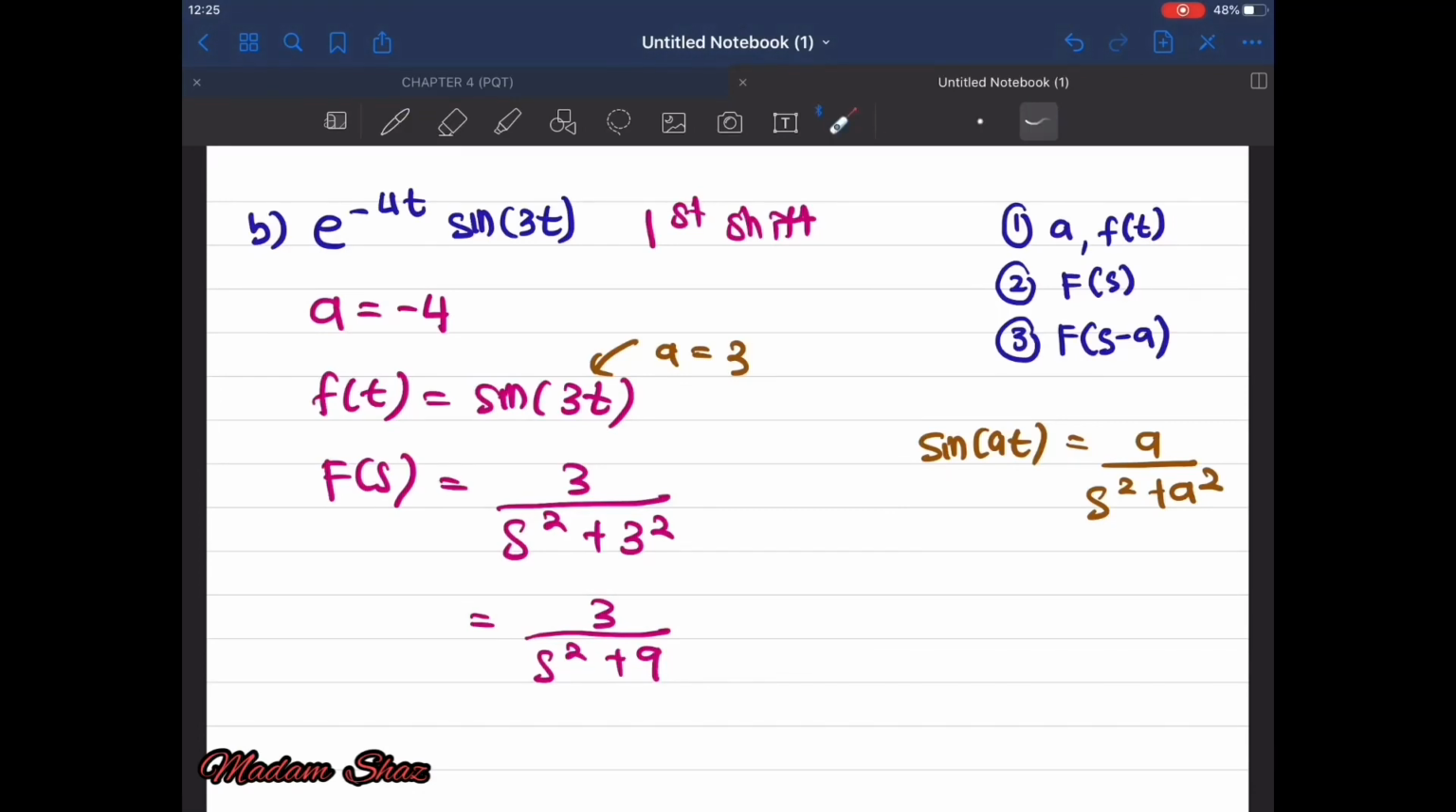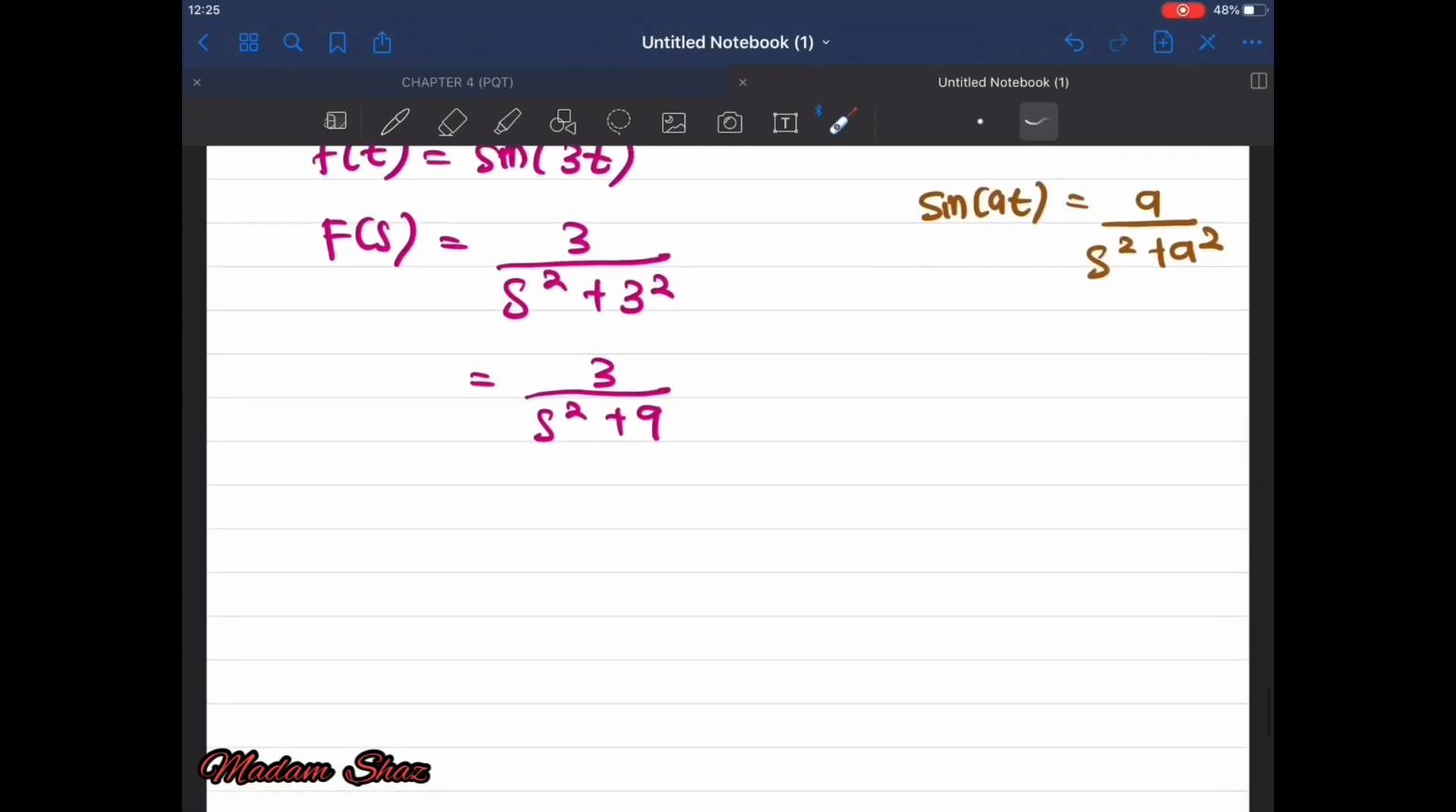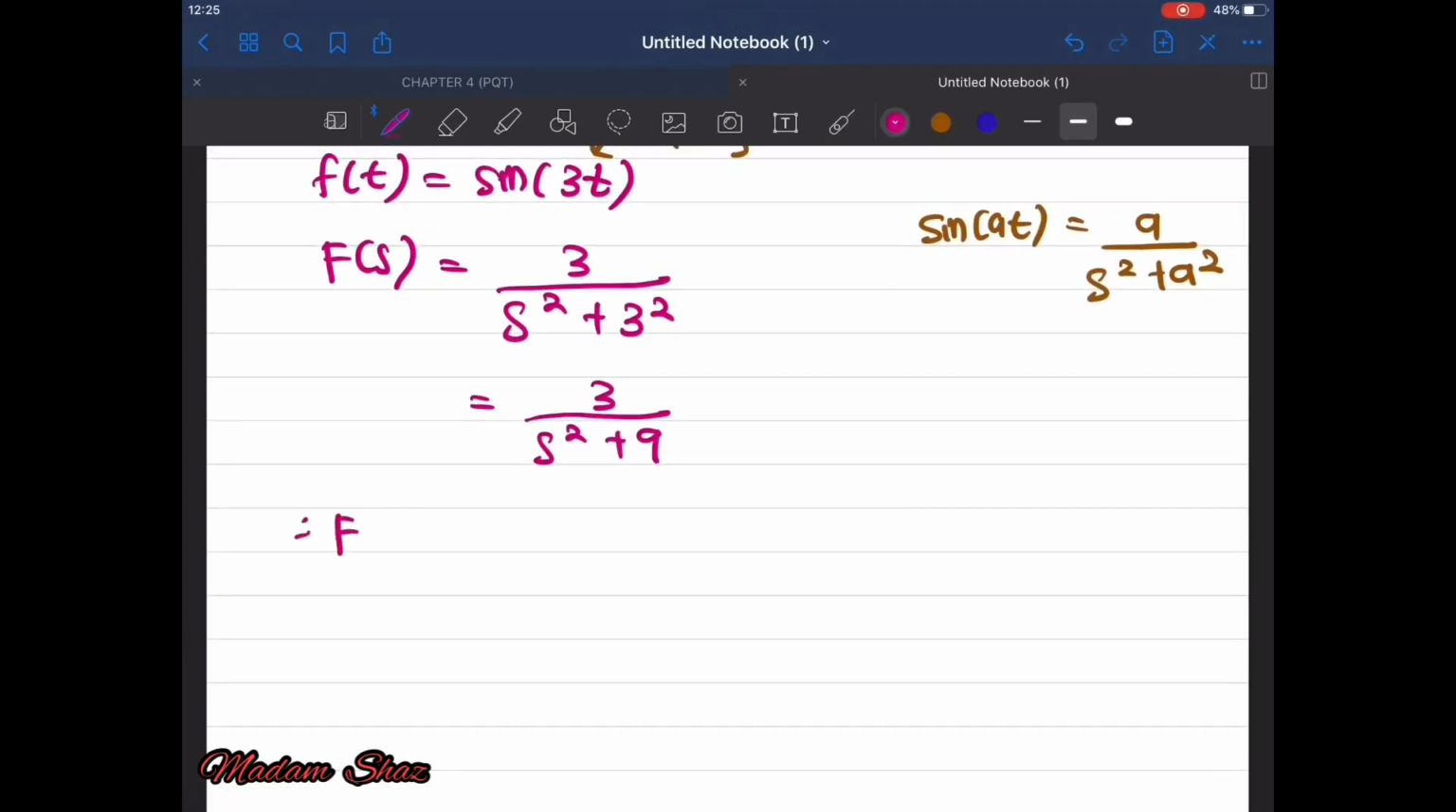So for the last step, we want to shift the F(s) to become F(s minus a). We will have s minus 4 become s plus 4. So we will shift the position of s here to become s plus 4: 3 over (s plus 4) square plus 9. Okay, so you don't have to expand the denominator. So that is the final answer for exercise B by using the first shift theorem.